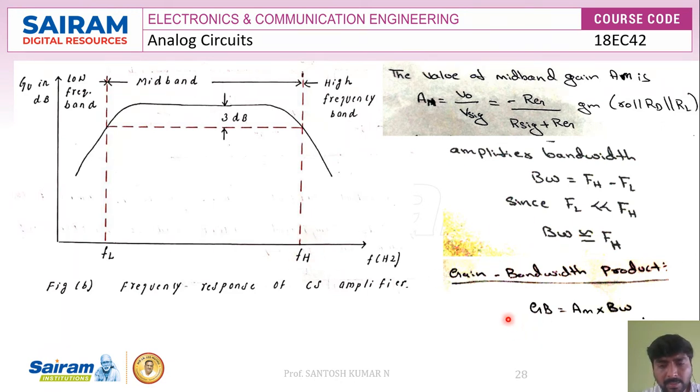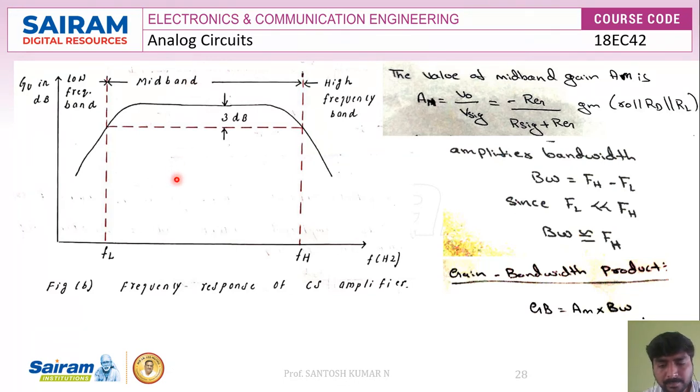The gain bandwidth product is nothing but the gain multiplied with the bandwidth, where AM is the midband gain and BW represents the bandwidth. Normally there will be a trade-off between the gain and bandwidth. That means if the gain is more, then the bandwidth will be less. If you increase the bandwidth, then the gain reduces.